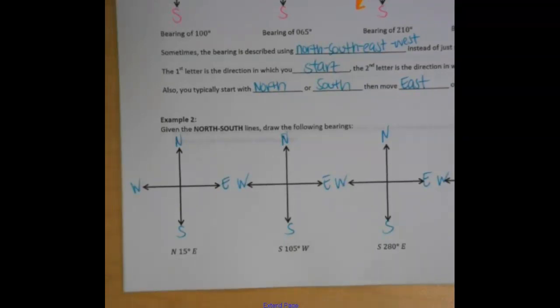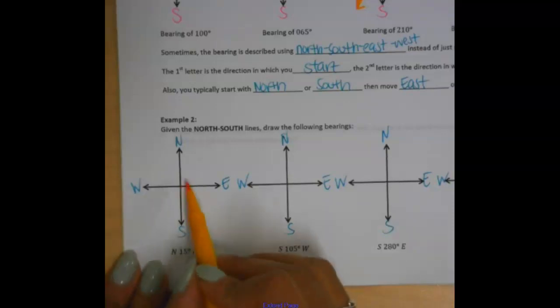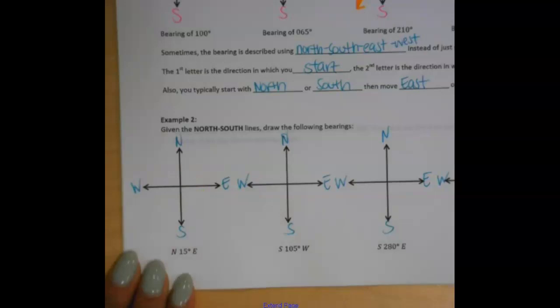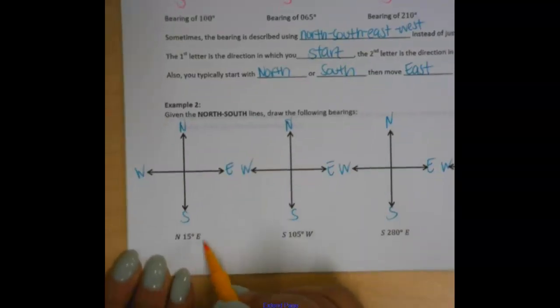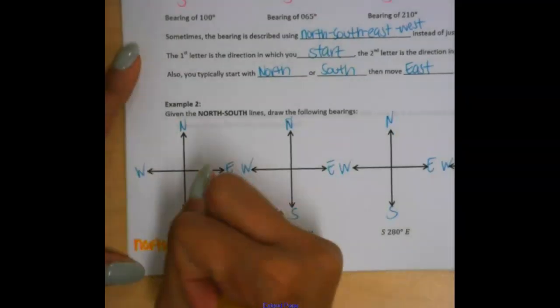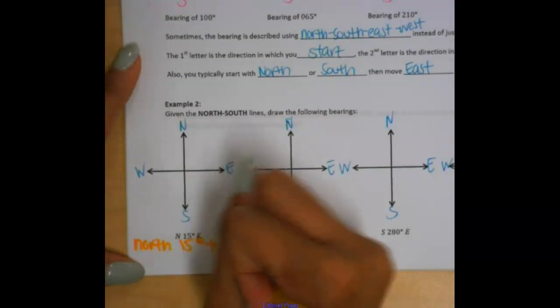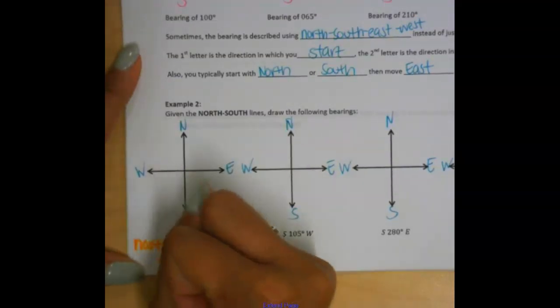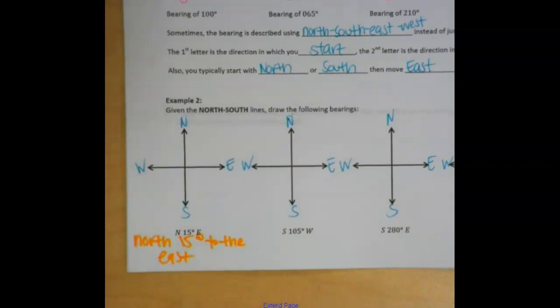Remember, just like with the ones on top, for your little compass, each of these between north and east, east and south, these are all 90 degrees, so keep that in mind. So for this first question, it says N 15 degrees E. What this means, and the way you would read it out, is north 15 degrees to the east. That's what that literally means. North 15 degrees to the east.